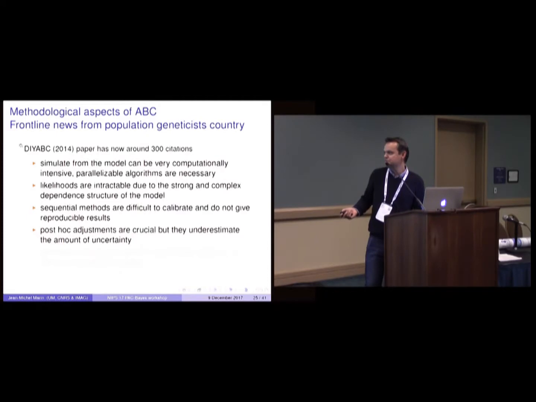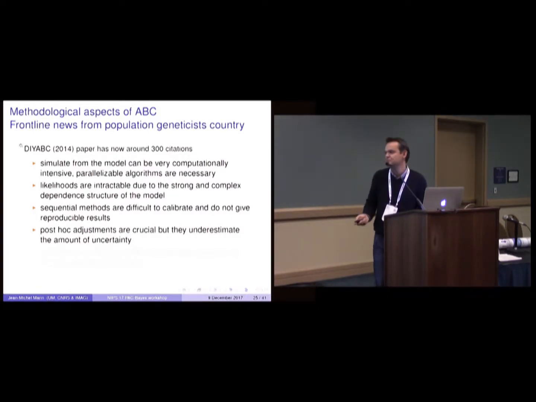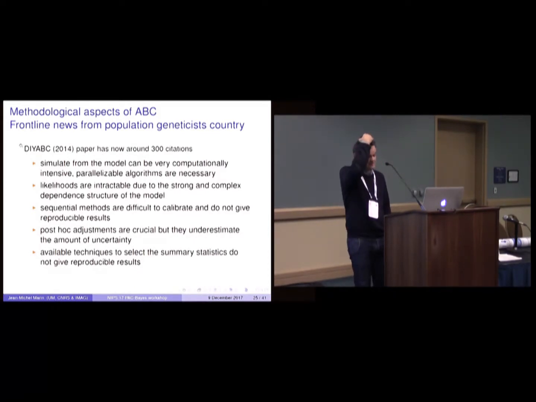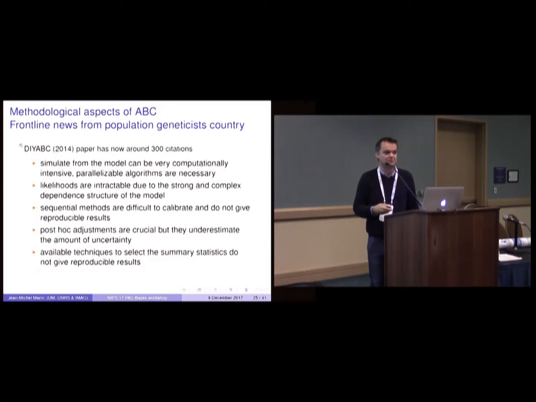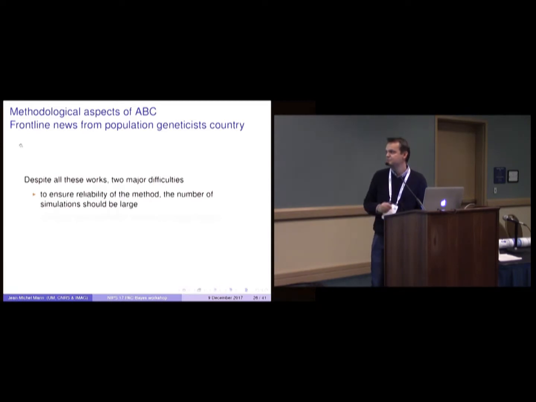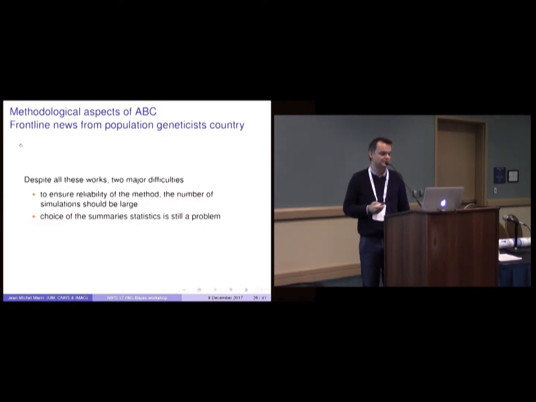Post-hoc adjustment is crucial, but it underestimates the amount of uncertainty. That's typically what we observe. And available techniques to select the summary statistics also do not give reproducible results. So it's a big challenge here. So despite all this work, there are two major difficulties. The first one is that to ensure reliability of the method, the number of simulations should be large, and the choice of the summary statistics is still a problem. Okay, those are the two typical points.